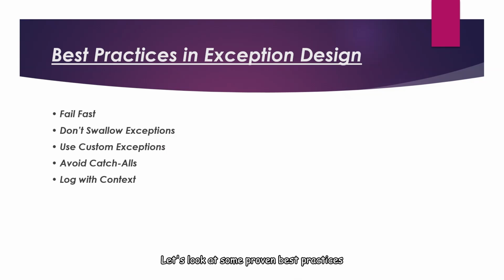Let's look at some proven best practices in designing exception flows. First, fail fast. If something is wrong, don't delay detection. Raise errors early and clearly. Second, never swallow exceptions silently. Always log them with enough context so developers can debug easily. Third, use custom exceptions to represent business level errors. They provide clarity and intent. Avoid generic catch all blocks unless you are at a very high level, like an error boundary. And finally, always log with relevant context such as input, user session, or timestamp. These practices improve observability, simplify debugging, and lead to better system behavior over time.